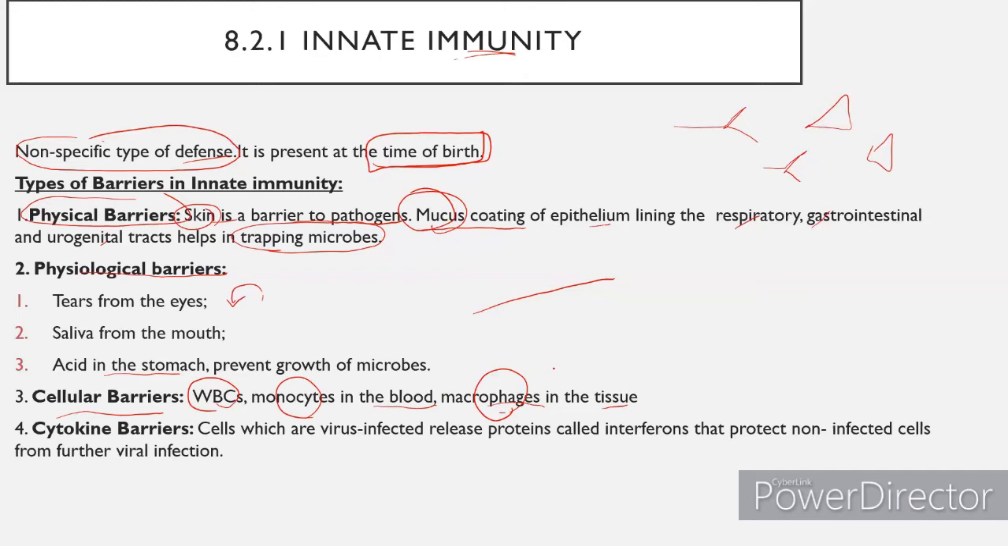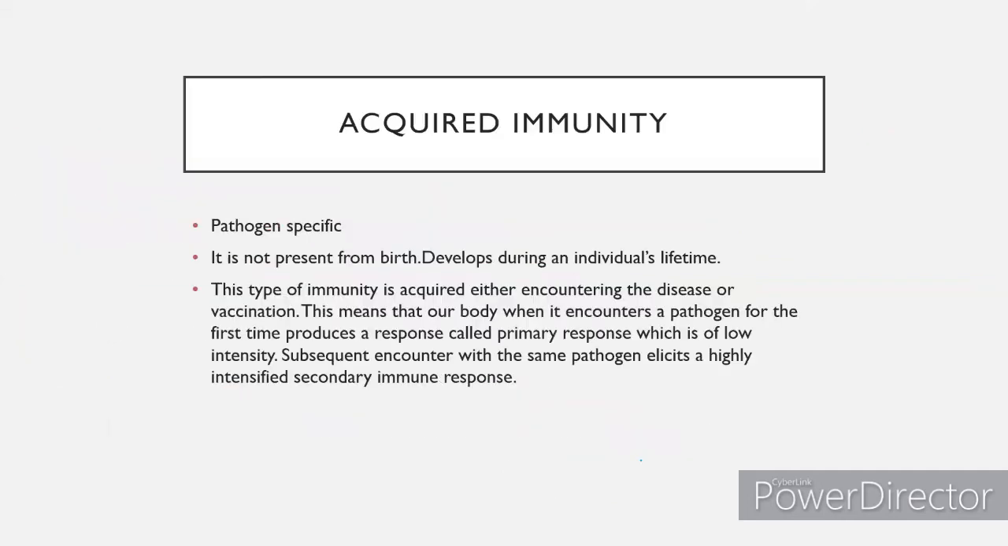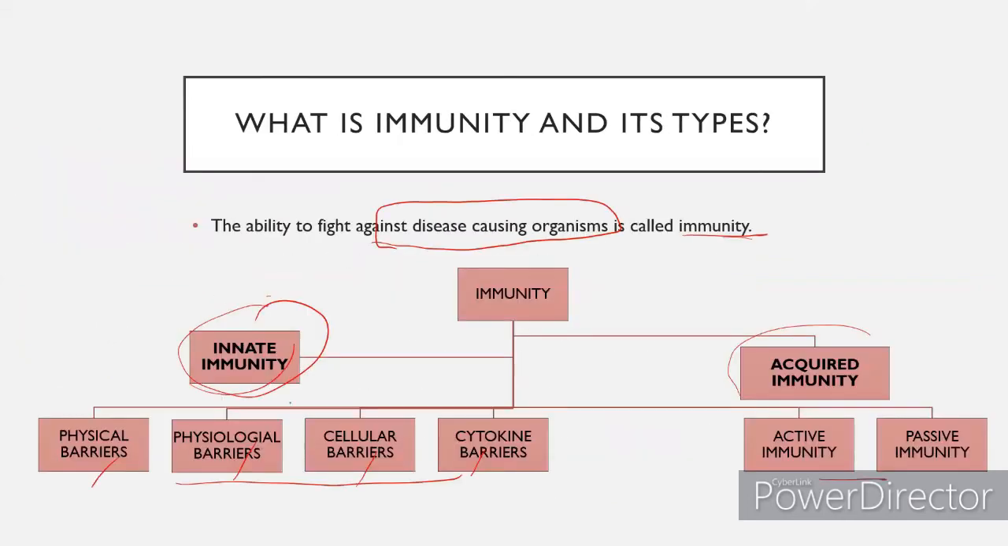Then we have cytokine barriers. For example, if there is a virus infected cell, the non-infected cells will be adjacent to it. These non-infected cells do not carry the virus. When the virus infected cells produce a protein called interferon, it protects the non-infected cells from virus infection. So we have physical barriers, physiological barriers, cellular barriers, and cytokine barriers. This is what is covered in innate immunity.